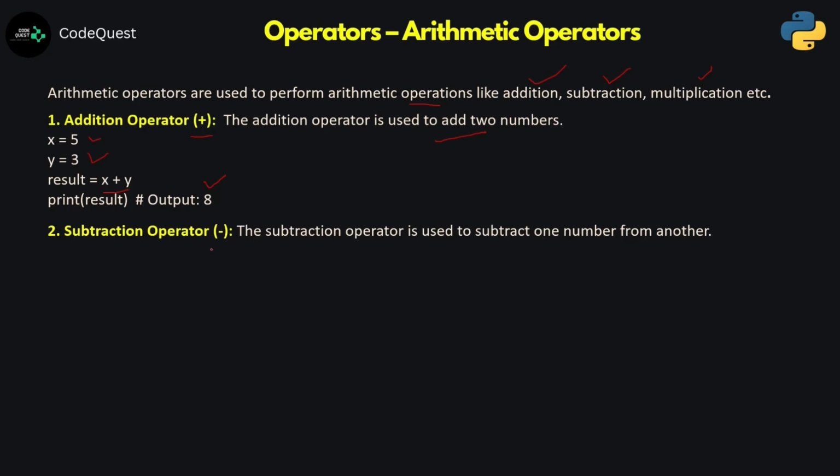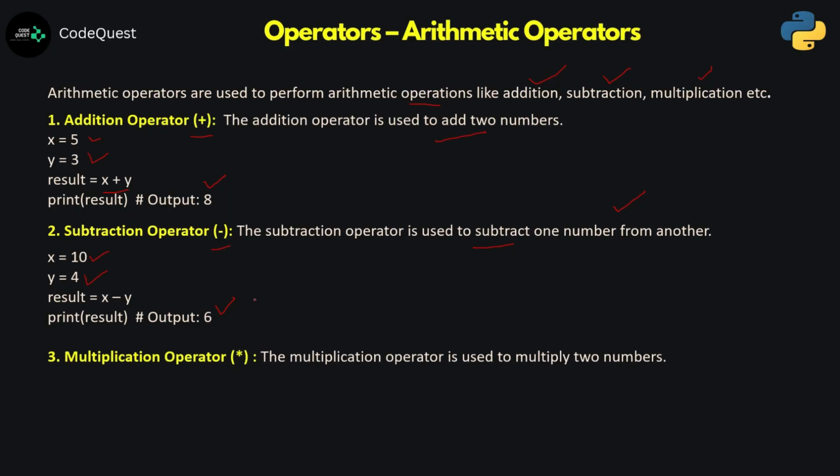Subtraction operator, identified by the symbol minus, is used to subtract one number from another number. Like say x is 10, y is 4 here. So x minus y gives me 10 minus 4, which is 6. Similarly, multiplication operator is used to multiply two numbers or to find the product of two numbers. So if x is 4, y is 5, x multiplied with y gives rise to 20.